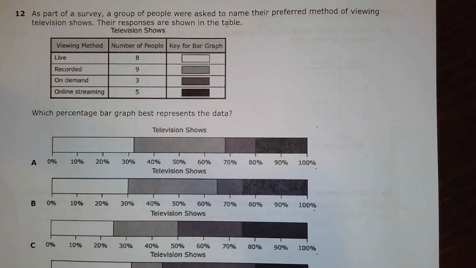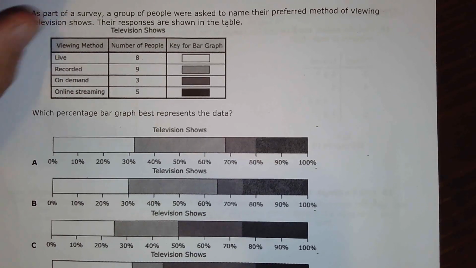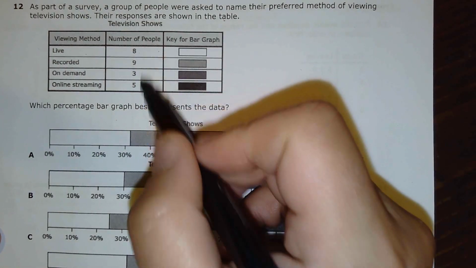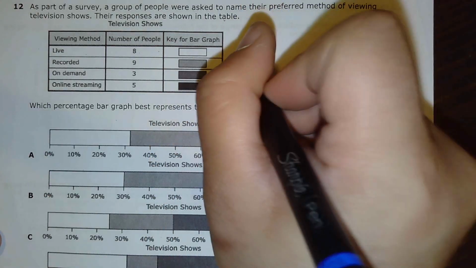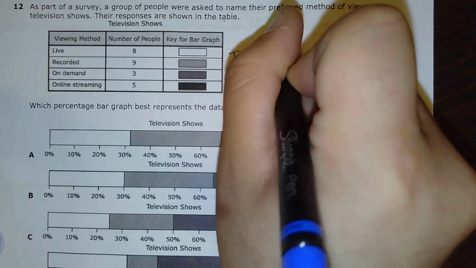Okay, this one's not bad. A group of people were asked to name the way they watch television shows, okay? 8 people watched it live, 9 watched recorded, 3 watched it on demand, and 5 were doing online streaming. Cool. So when we talk about a percentage bar, we have to talk about 100%. But what does 100% mean as a number here? 100% is going to represent the amount of people that actually took this survey. So when we add up the amount of people that took this survey, we should end up with 25 total people. Okay?